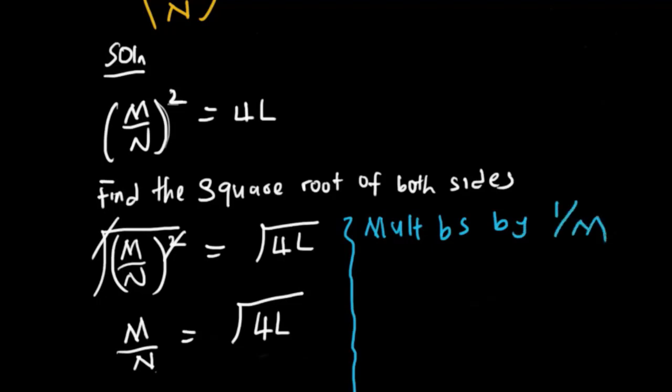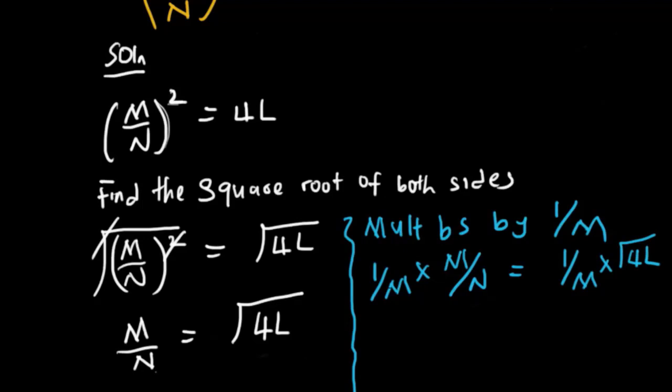Remember how we did it in the last example? Because m is up here, we make m down in this place. It's like the opposite. So we should have 1 over m times m over n equals 1 over m times the square root of 4l. M will cancel m, so I'm left with 1 over n equals 1 over m times the square root of 4l. Remember, there's like an over 1 here, so 1 times the square root of 4l gives us the square root of 4l all over m.